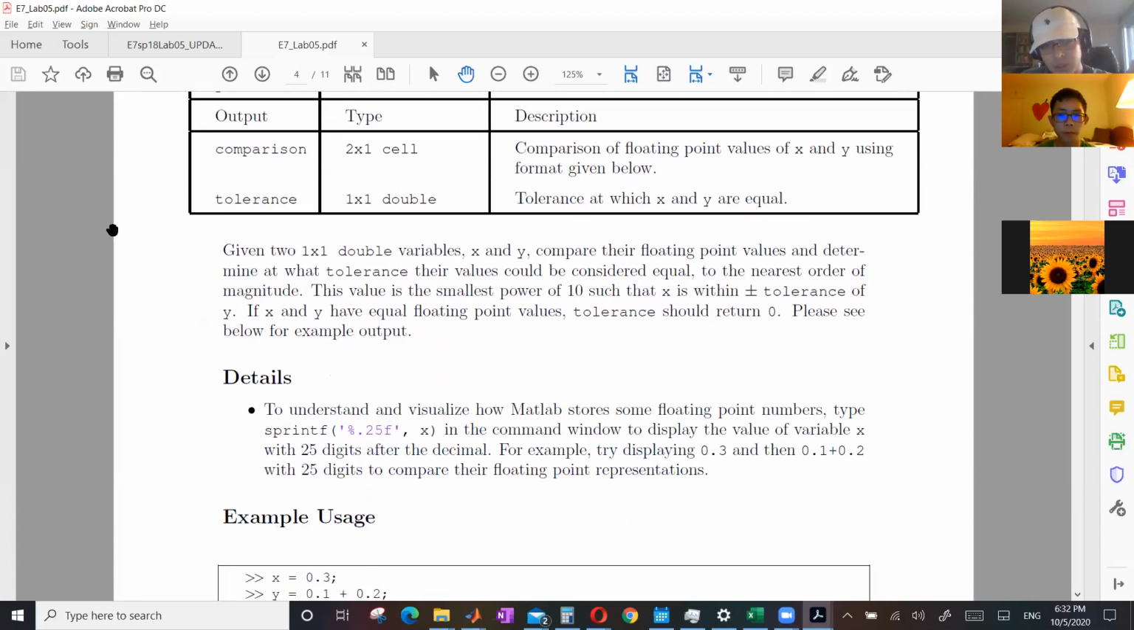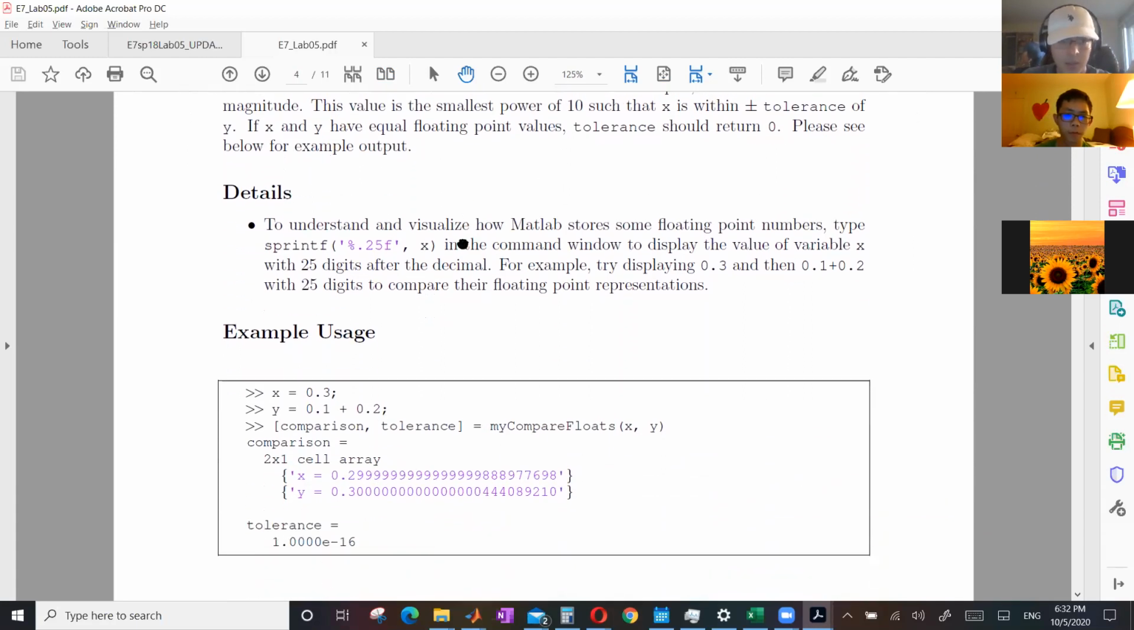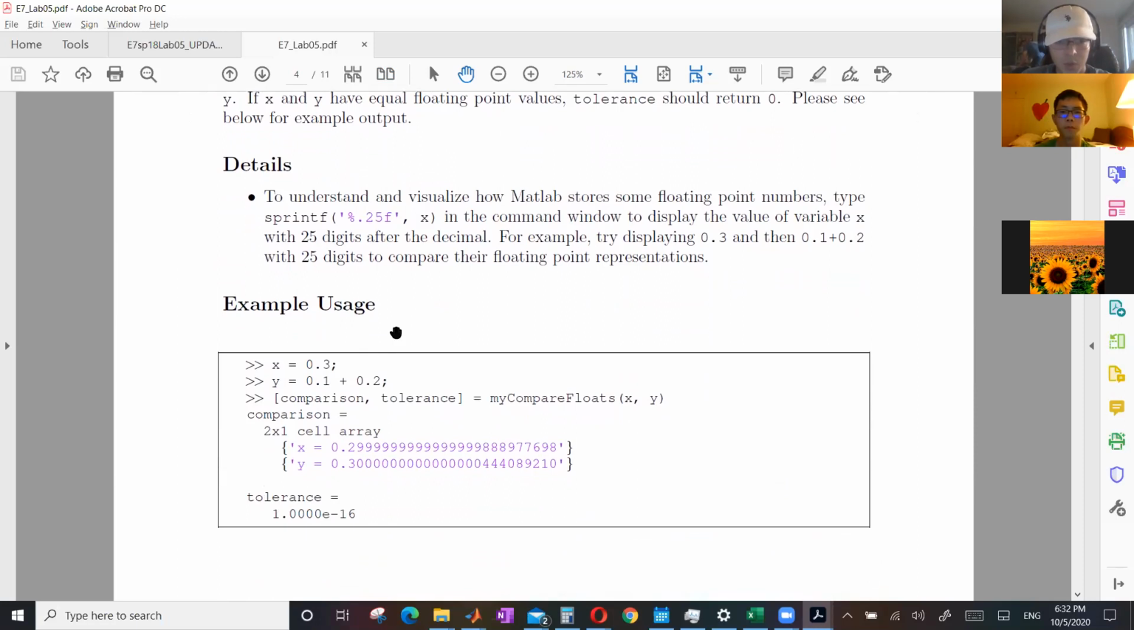So the problem says, given two double variables x and y, compare their floating point values and determine at what tolerance their values could be considered equal to the nearest order of magnitude. This value is the smallest power of 10, such that x is within plus or minus that tolerance of y. If x and y have equal floating point values, tolerance should return 0. And there is an example below.